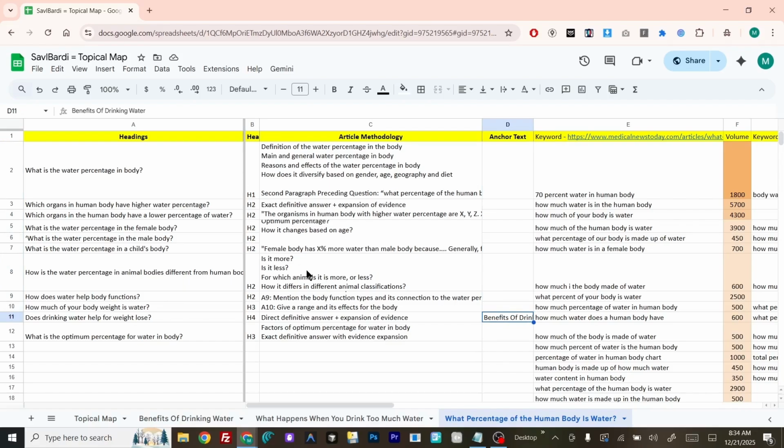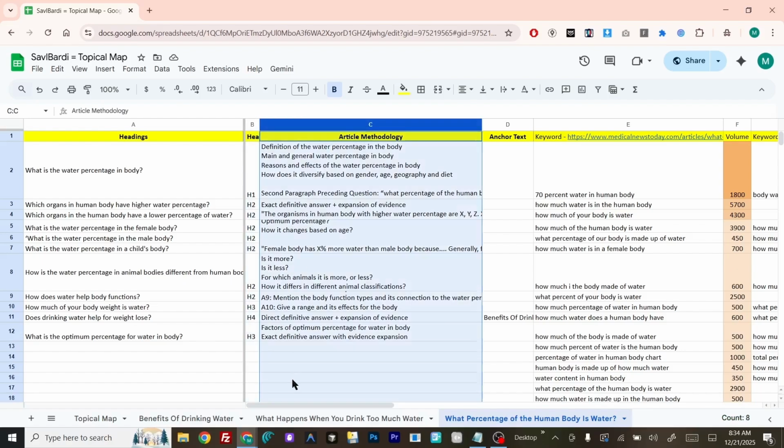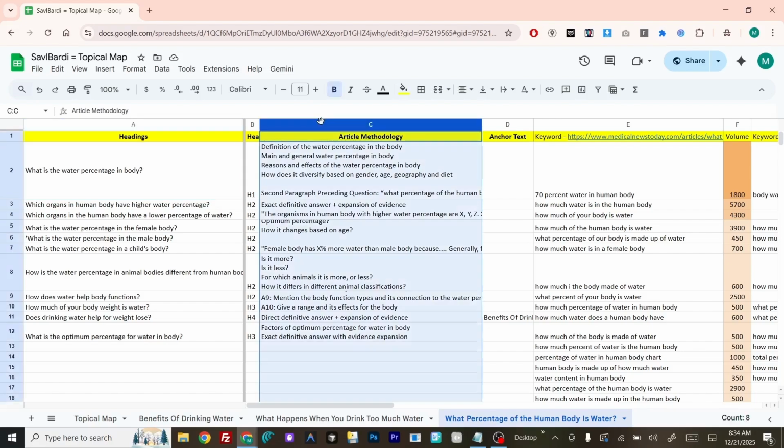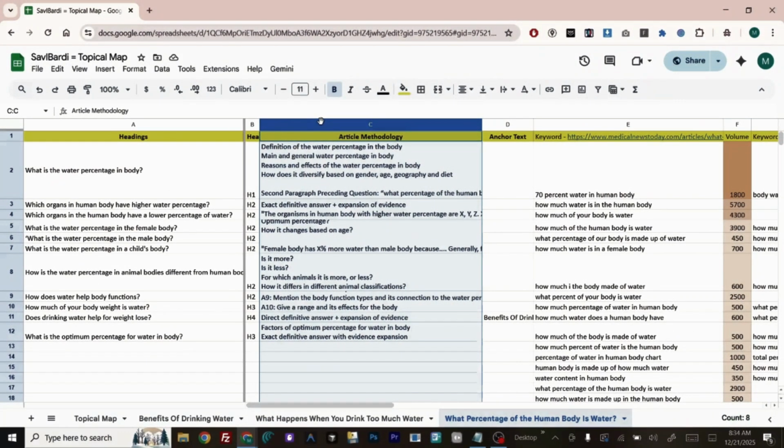So in the next lecture, we will talk about our heading levels and our article methodology. You can see the contextual vector is very short in this content brief, but if we go for the article methodology, it's way deeper. So we'll talk about that in the next lecture. Thank you.